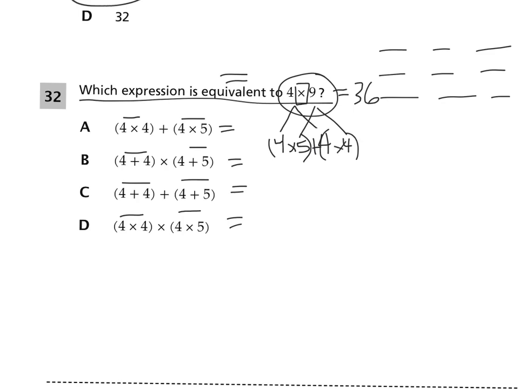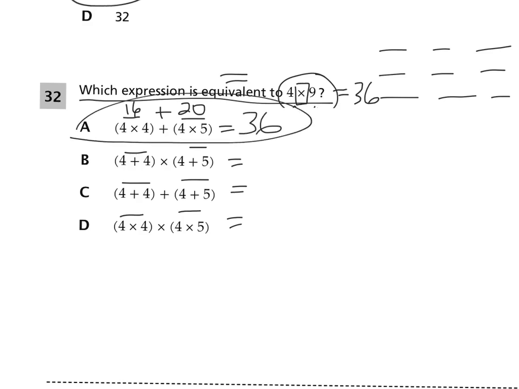Okay? I personally like to solve all of the problems as a double check, just to make sure that I'm getting something that is equivalent to 36. So let's do the first one. 4 times 4 is 16. 4 times 5 is 20. When I add those together, I get 36. This seems to be my answer, but I'm going to check the rest.